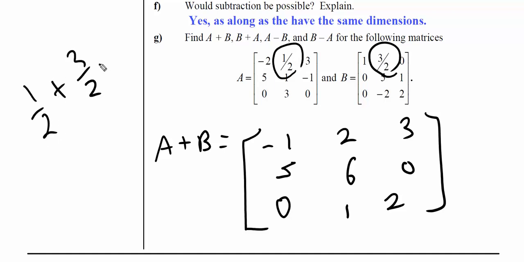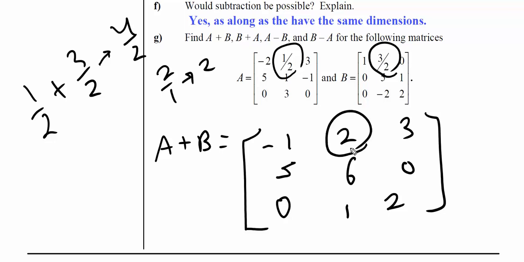Since you have a common denominator, we just add the numerators. 4 divided by 2 is 2 over 1, which simplifies to 2, which is how we got this term right here, this element right here. The rest I trust you can take care of.